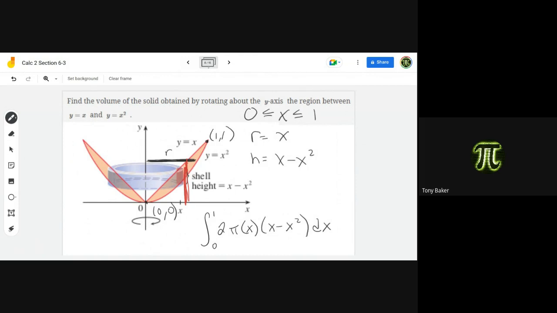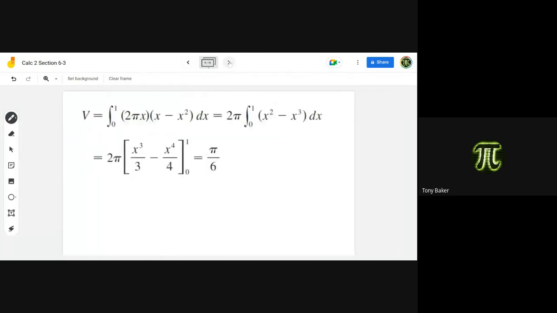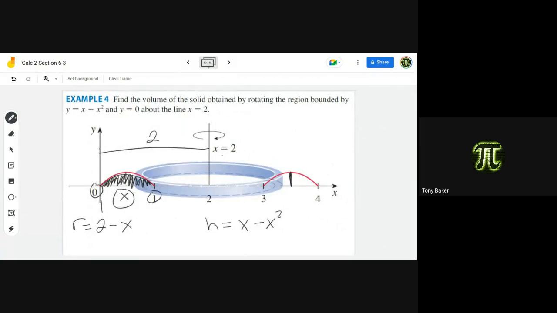We did this one, it's the same function, but it's not the same answer, because first of all, it's rotated around a different thing, and my radius is different. Similar question, not the same question. Actually, sorry, I put x instead of 2 minus x. Then yes, for you, that would have been the exact same question.